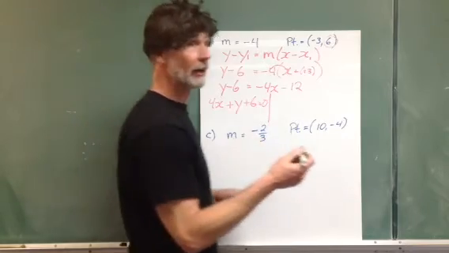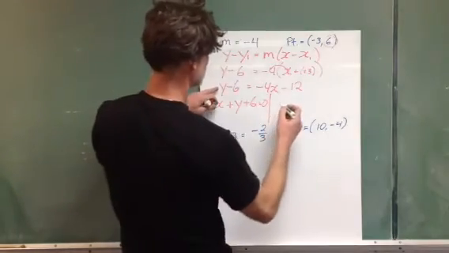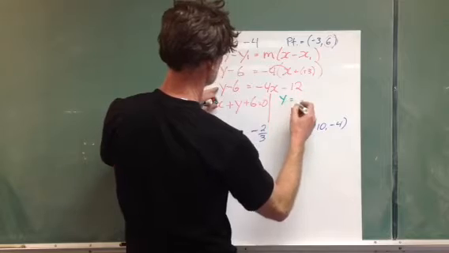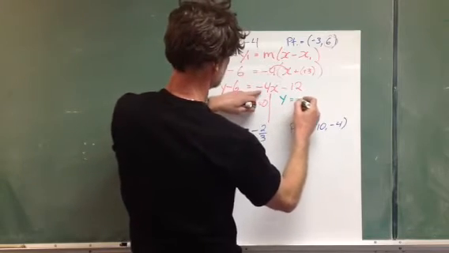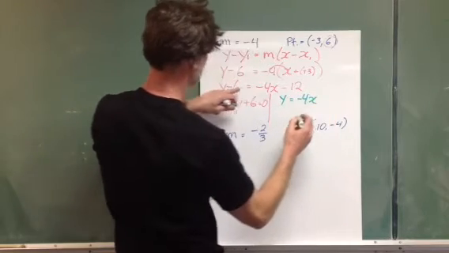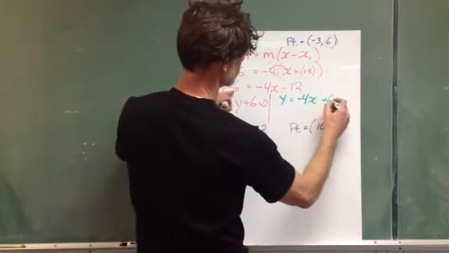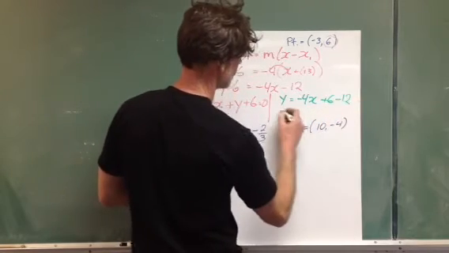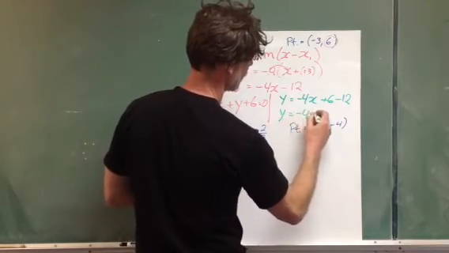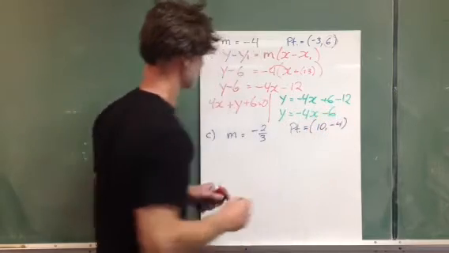For the slope y-intercept form, y equals negative 4x. This comes over as plus 6 minus 12. y equals negative 4x minus 6.